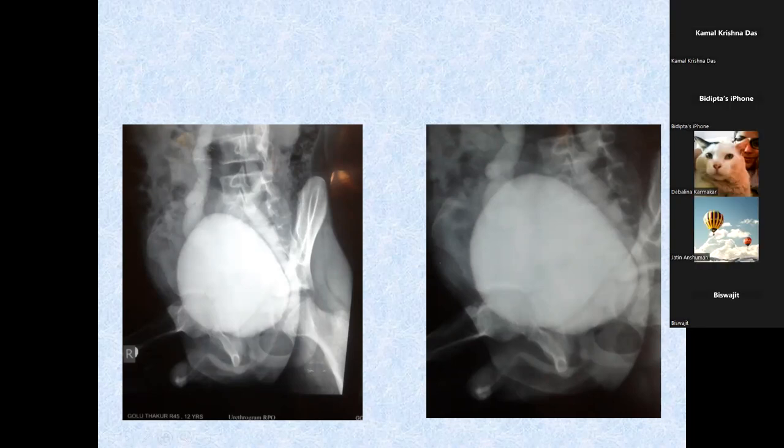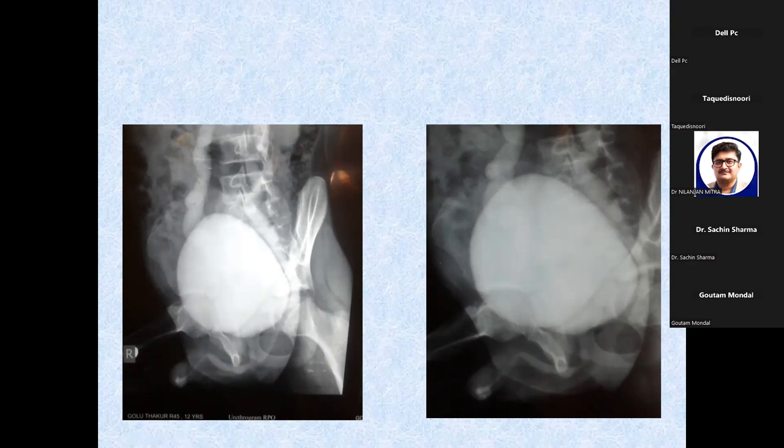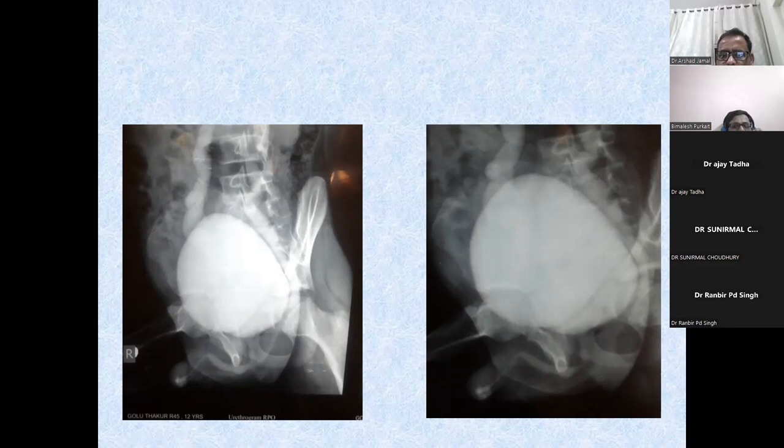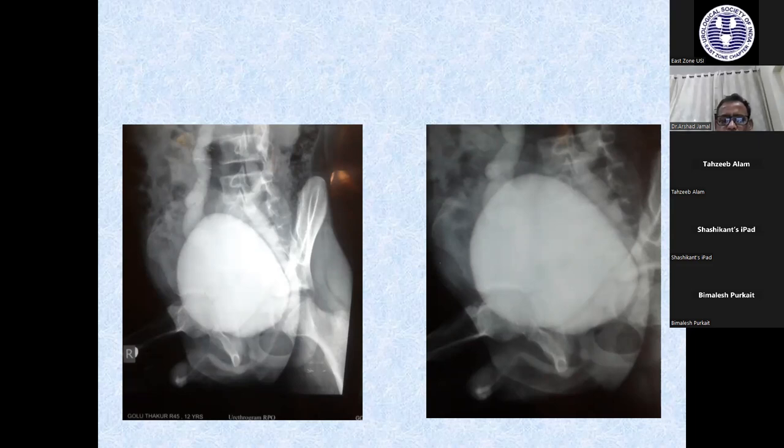Dr. Tajir, can it be a megaureter? Don't know. Are megaureters refluxing? Megaureters can be obstructing or refluxing, sir. Both can be, both commonly can be. Commonly they are obstructing. So there will be no reflux. Yes, it is very rare for a megaureter to reflux.